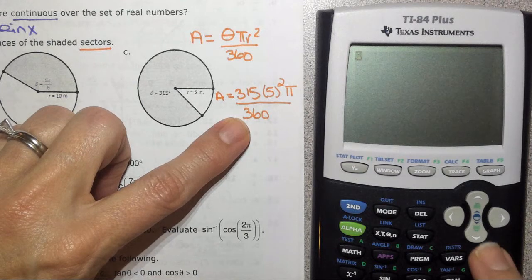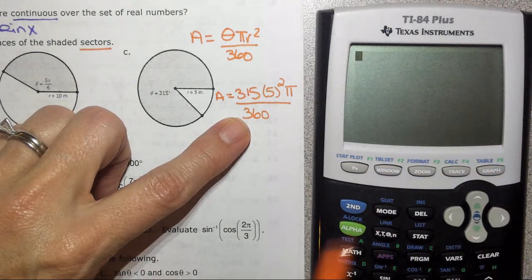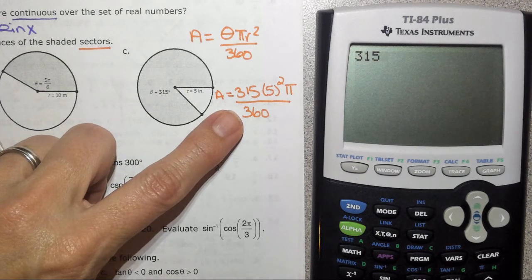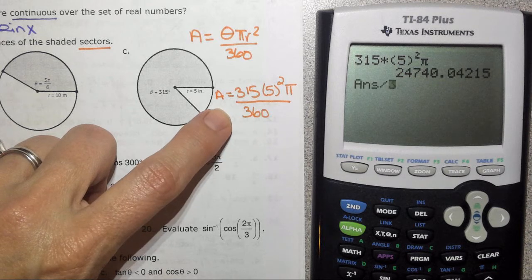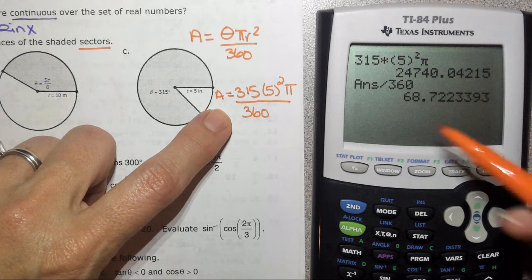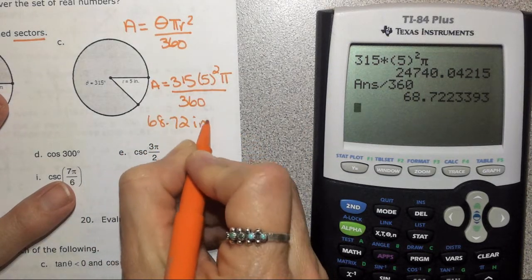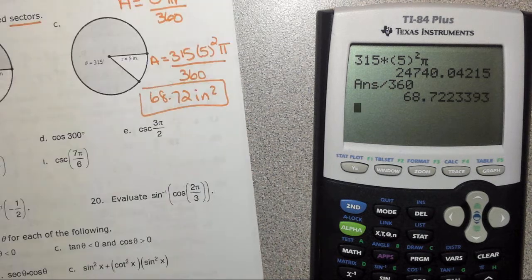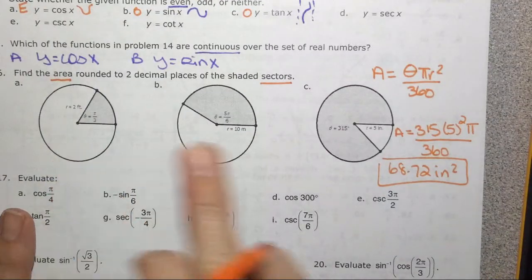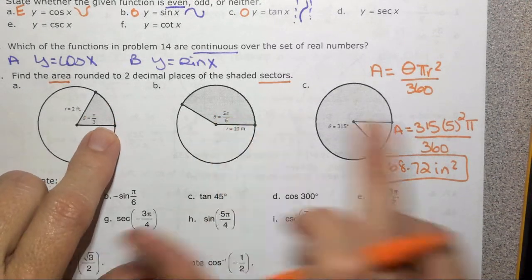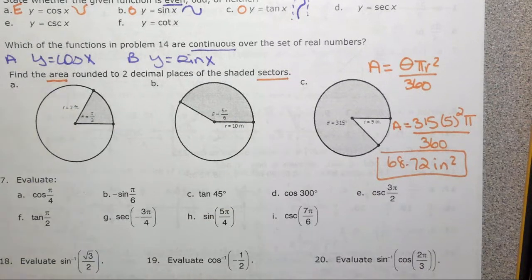So 315, oops, let me make sure I'm in degree mode. I am. I want to be in degree mode because right here, this is in degrees. So I got 315 times 5 squared times pi, enter, so that's my top, that's the numerator, divided by 360, and we get 68.72. We're doing area, so it's inches squared. Okay, and you're going to do the same thing for A, and you're going to do the same thing for B. But notice on these two, your formula should not be the same formula because these are not in degrees.